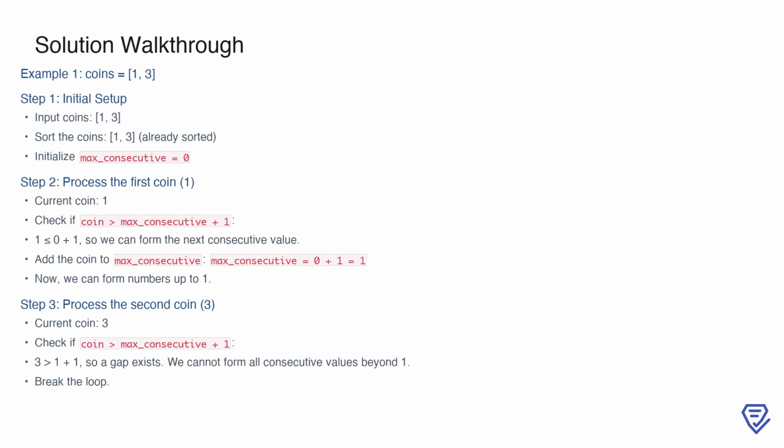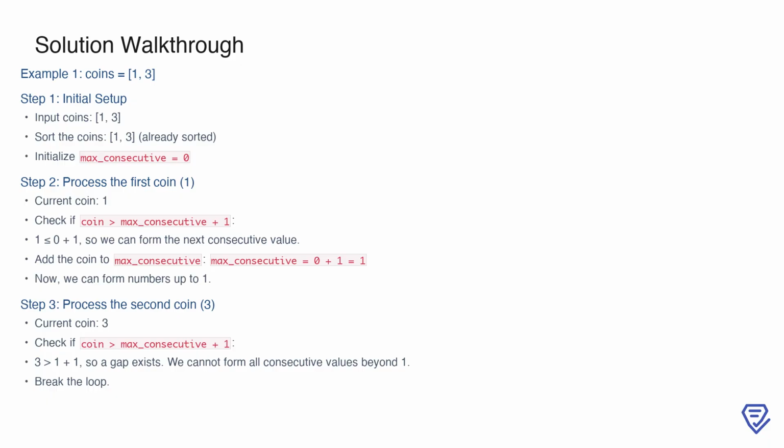To solve this problem, we begin with the first example where the input coins are 1, 3. The first step is to sort the coins, though in this case, they are already sorted as 1, 3. We then initialize a variable max_consecutive to 0, which will keep track of the maximum consecutive values we can form. Starting with the first coin, which is 1, we check if it is greater than max_consecutive plus 1. Since 1 is less than or equal to 1, we can include this coin and add its value to max_consecutive, updating it to 1. This means we can now form all consecutive values up to 1.